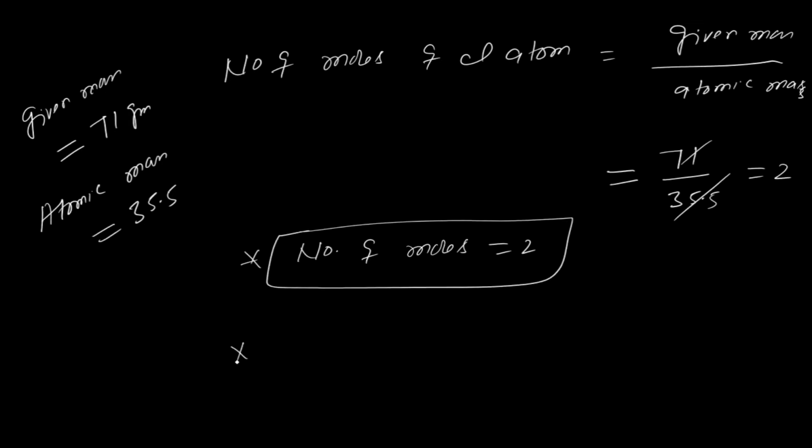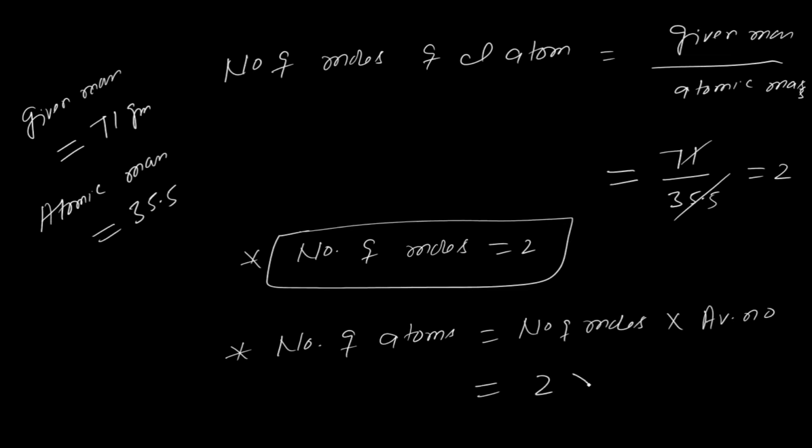Now I will find out the number of atoms. As we have the formula, number of atoms is equal to number of moles into Avogadro number. So number of moles is 2 into 6.022 into 10 power 23. So it will be 12.044 into 10 power 23 atoms.